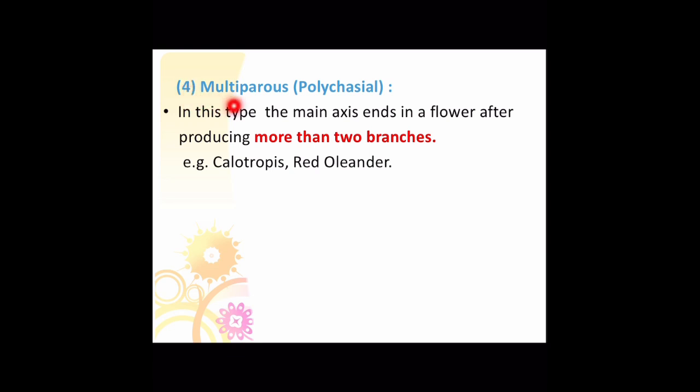Number 4. Multiparous polychasial. In this type, the main axis ends in a flower after producing more than 2 branches. Example, Calotropis, red oleander.